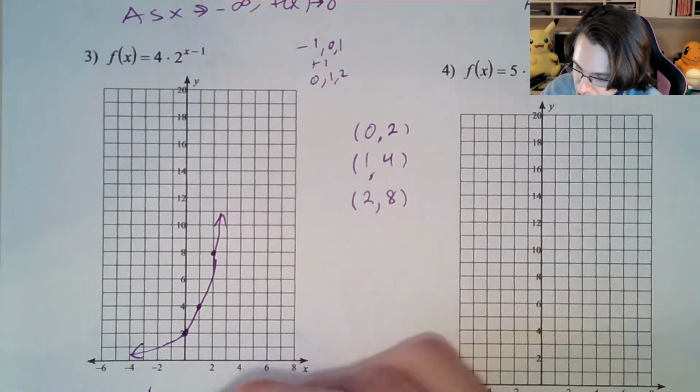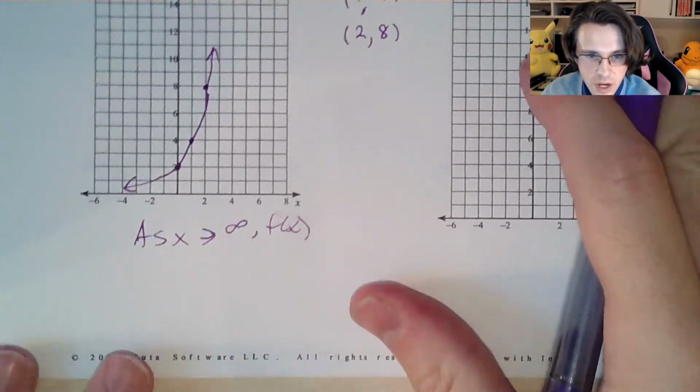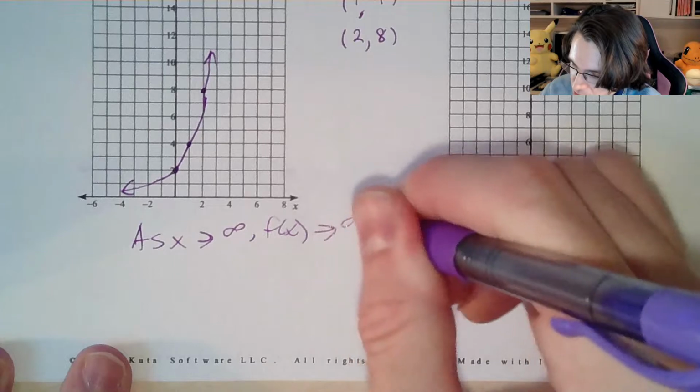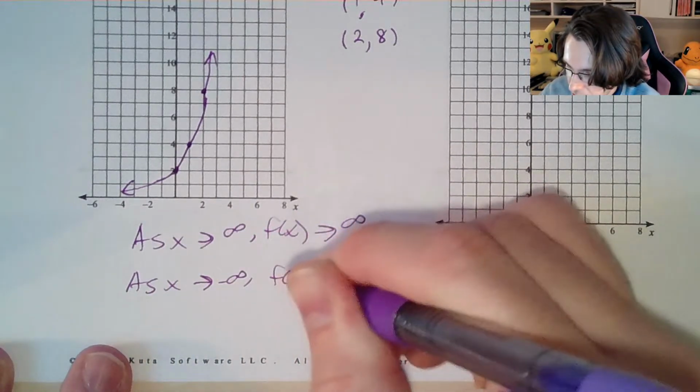And it has identical end behavior. F of x, oops, you can't even see what I'm writing. I apologize. As x approaches infinity, f of x approaches 0, and as x approaches negative infinity, as it goes left, f of x goes to 0.